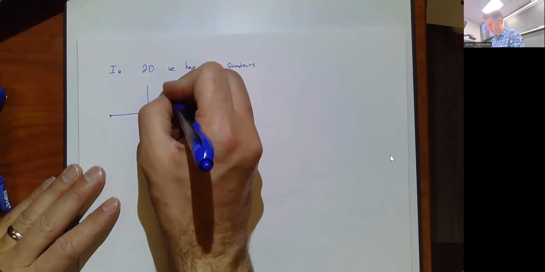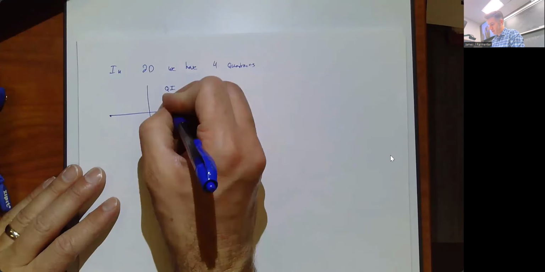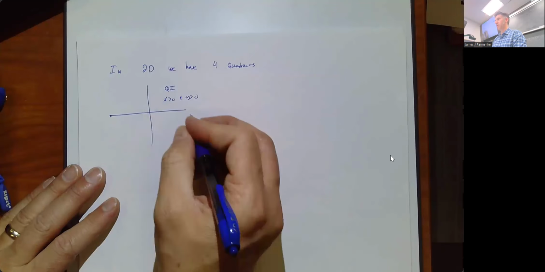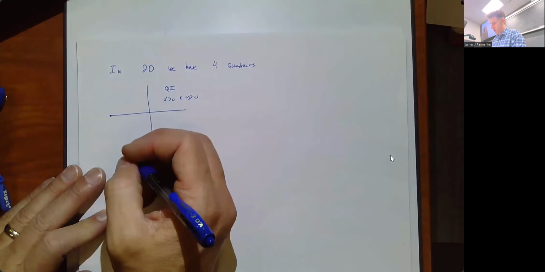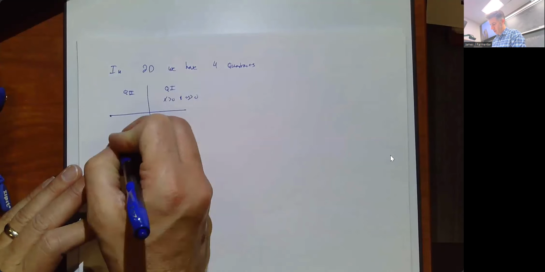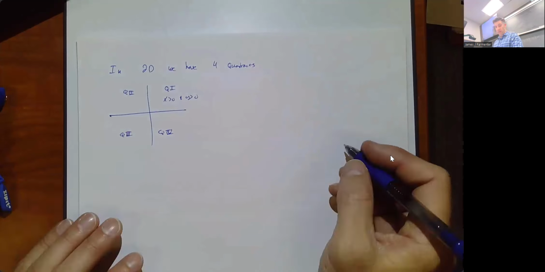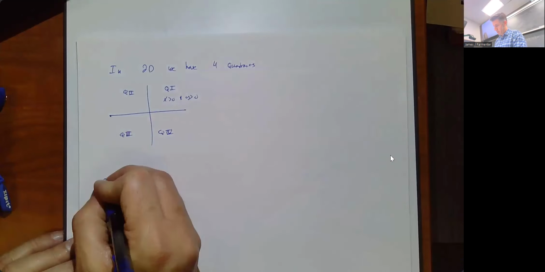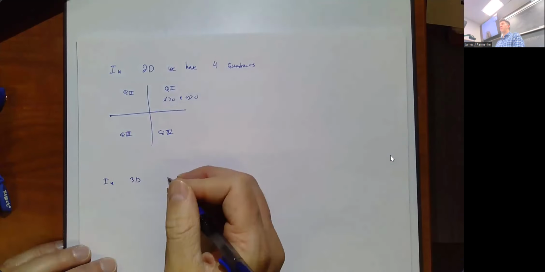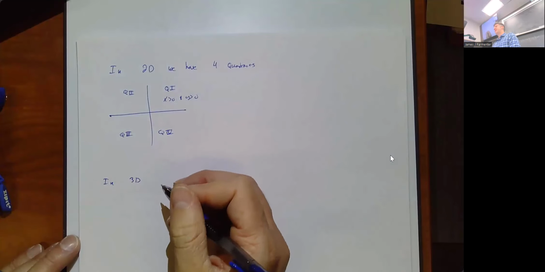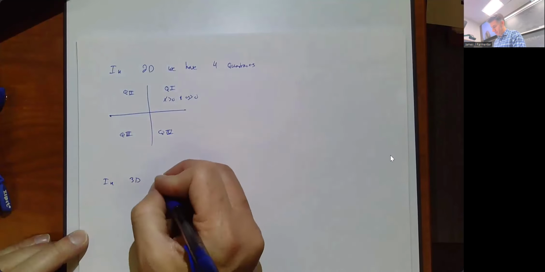Quadrant 1, where everything is positive. And then the other quadrants are counterclockwise. Quadrant 2, quadrant 3, quadrant 4. In 3 dimensions, we don't have 4 quadrants. We have 8 octants.